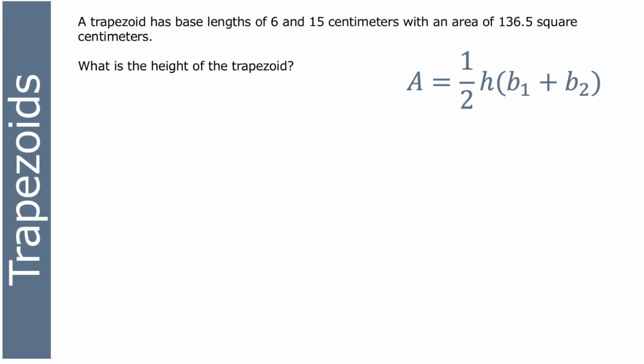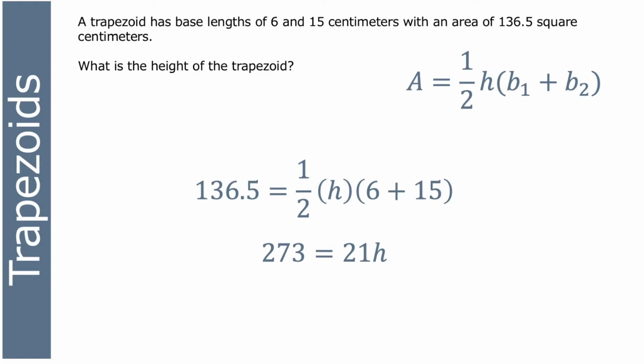Let's come at it from a different perspective. If a trapezoid has base lengths of 6 and 15 with an area of 136.5 square centimeters, what's the height of the trapezoid? We just have to plug in what we know and solve for what we don't know. So 136.5, that's the area. We put the bases in there, 6 and 15. Now we just have to solve for h. I'm going to start by multiplying both sides by 2 to get rid of that fraction. 6 plus 15 is 21. Divide both sides by 21, and I get a height of 13.